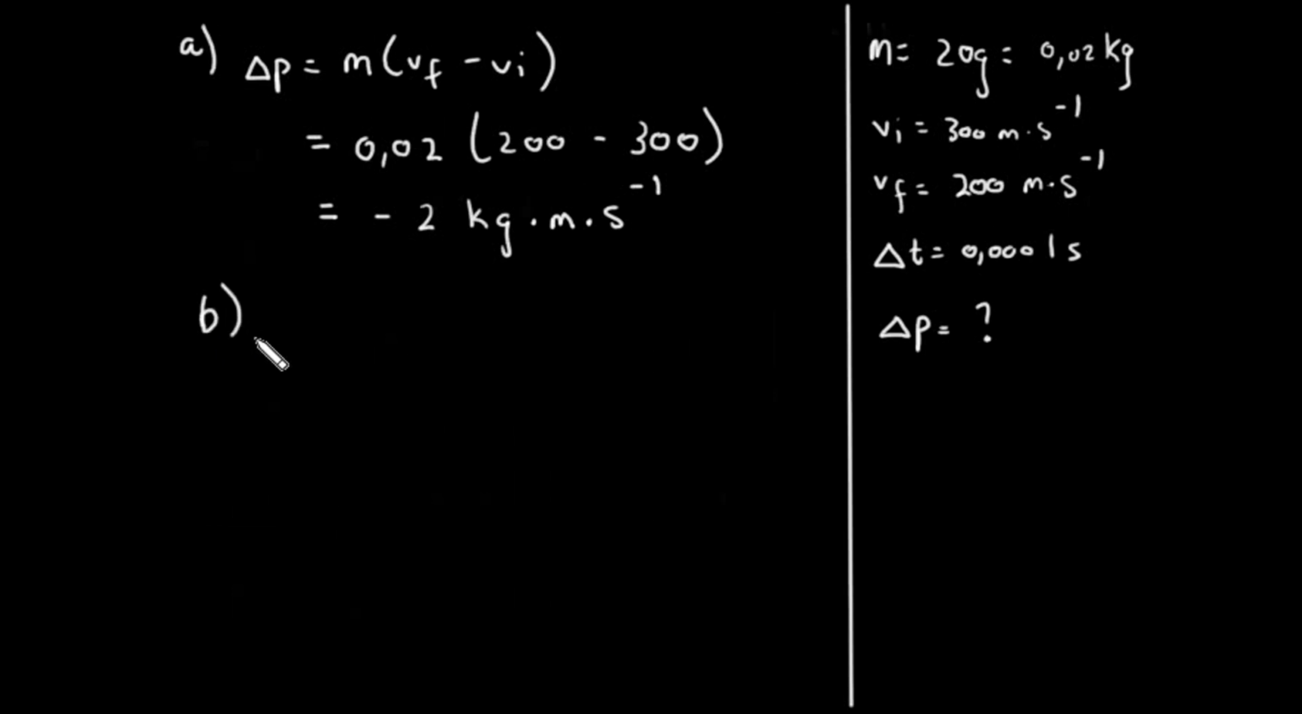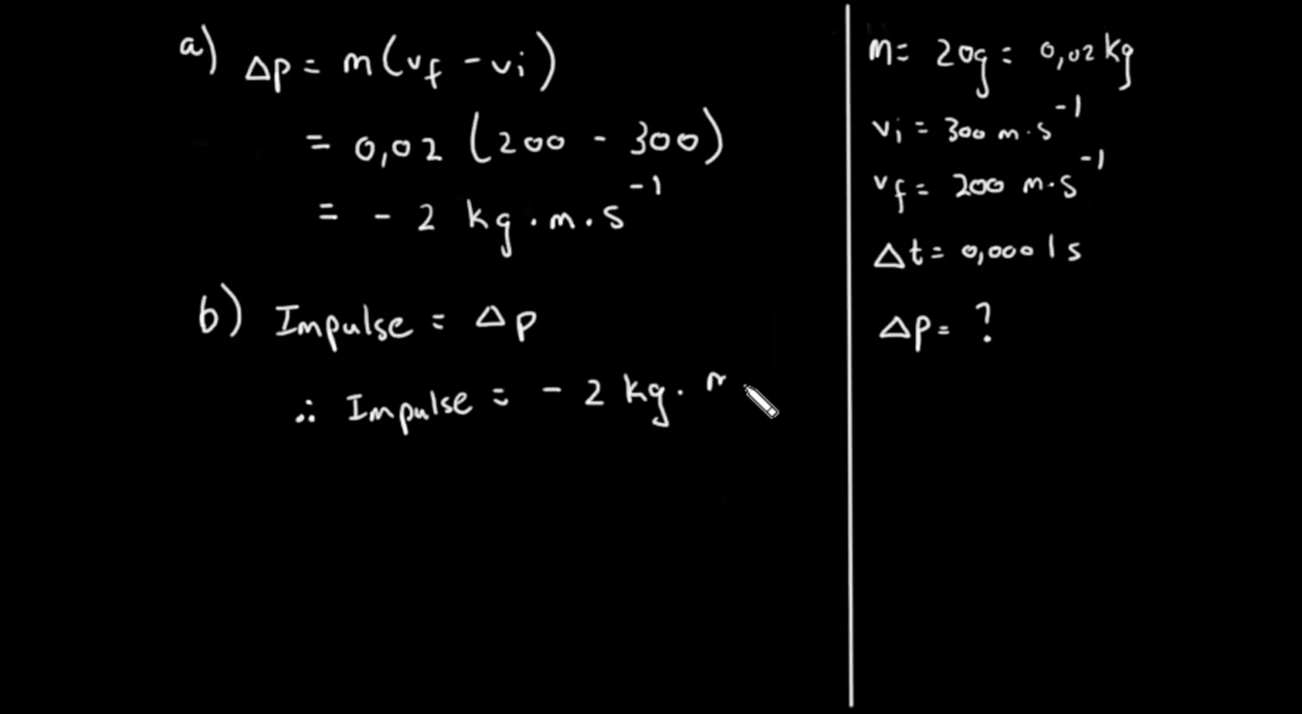Now B's question was, what is the impulse of the bullet? Well, according to the impulse momentum theorem, we know that impulse is equal to the change in momentum. So therefore, impulse is equal to negative 2 kilogram meters per second. And there we go.